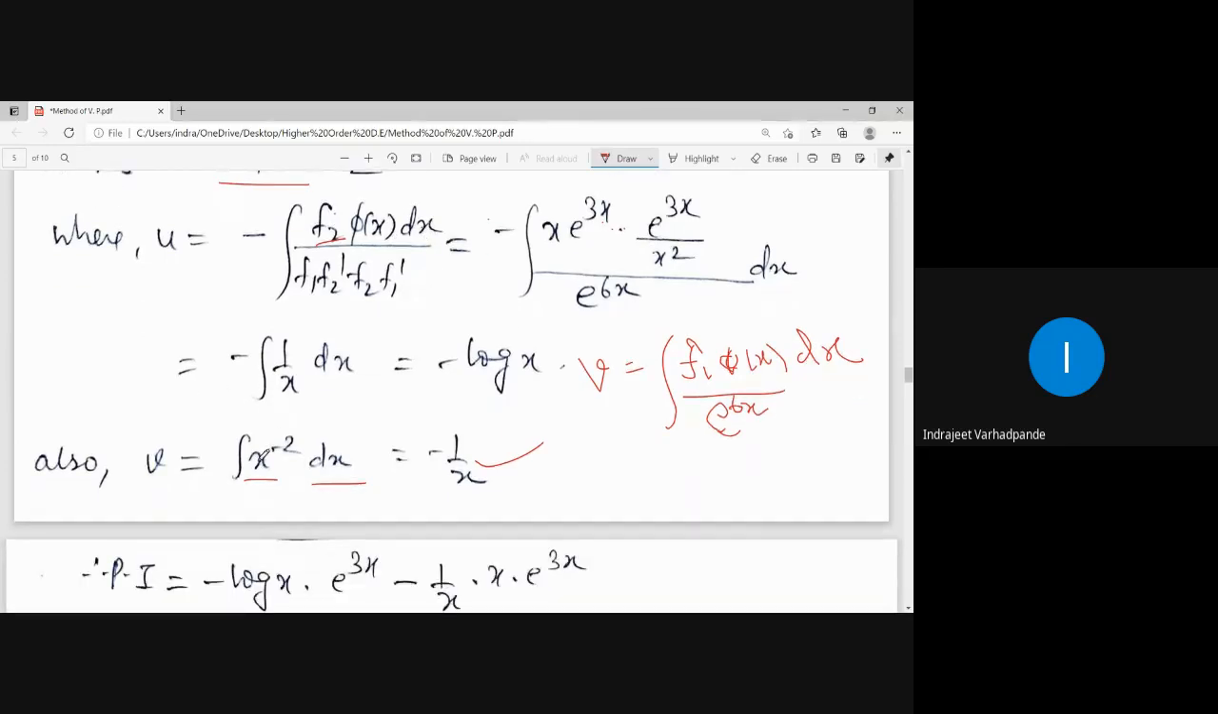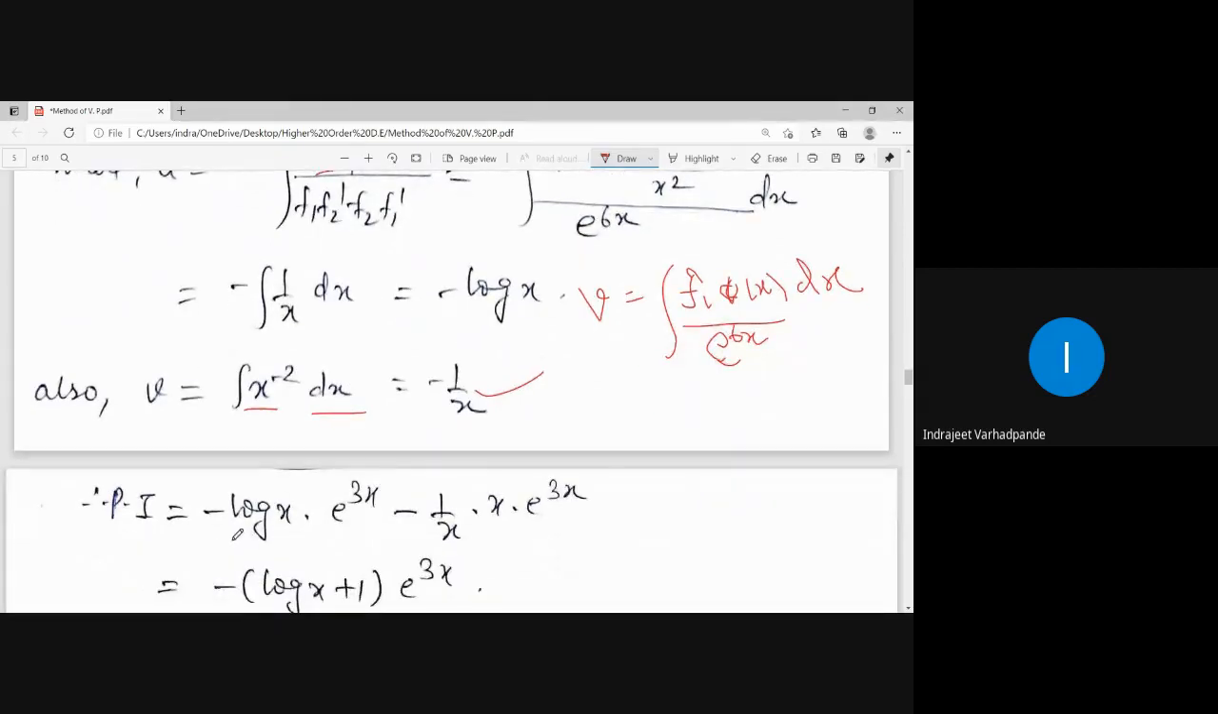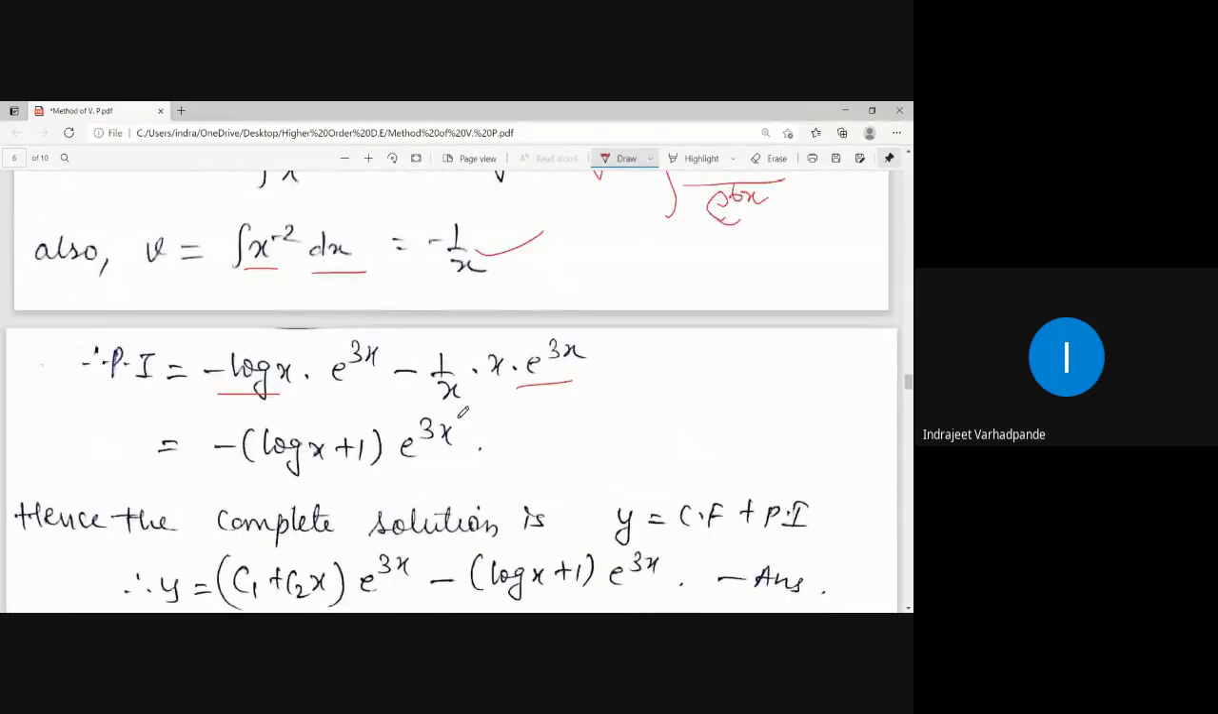So the integration of x to the power minus 2 is minus 1 by x. So PI will be minus log x into e to the power 3x minus 1 by x into this. Clear? Yes, sir. So what is common? Take the minus outside. E to the power 3x also taken outside. x and x will get cancelled. So we are left with log x plus 1. Are the steps okay? Yes, sir.